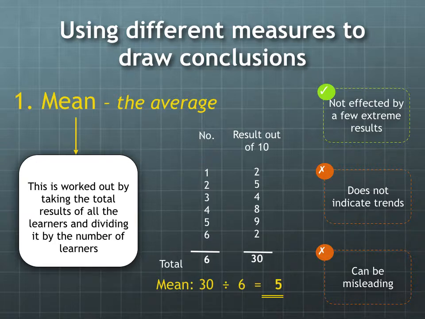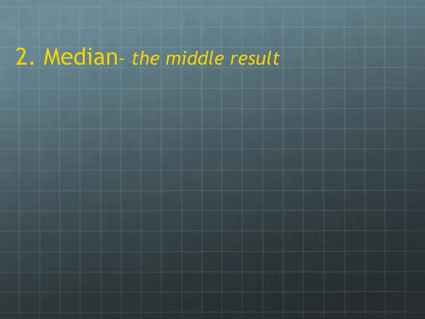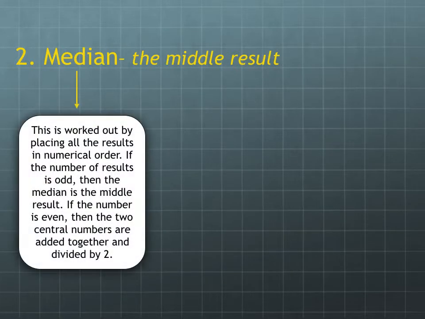So the next measure to use is what we call the median. Now the median is the middle result. This is worked out by placing all the results in numerical order. If the number of results is odd, then the median is the middle number. If the number is even, then the two central numbers are added together and divided by 2. Now let's look at this in practice.